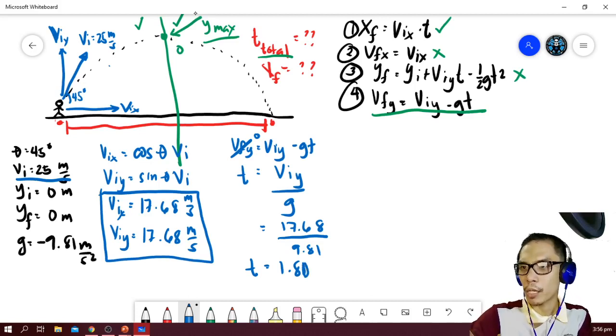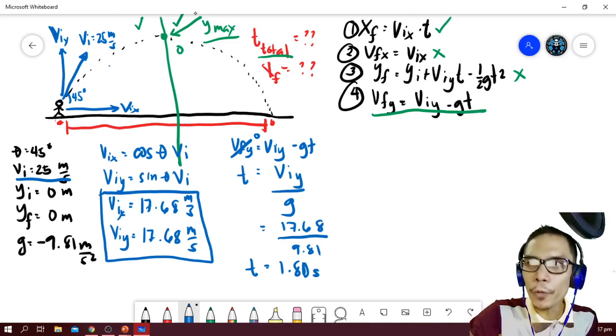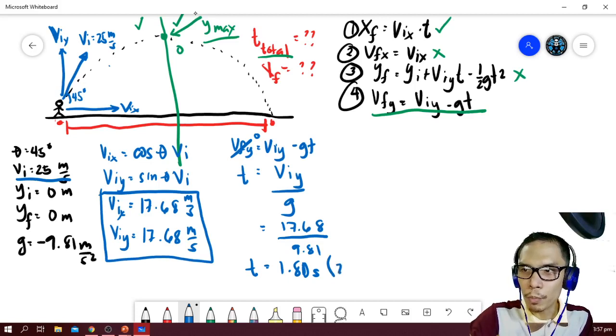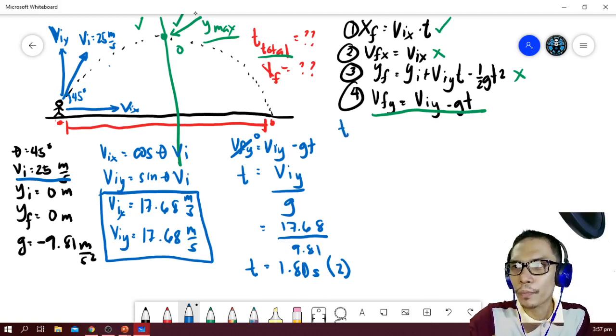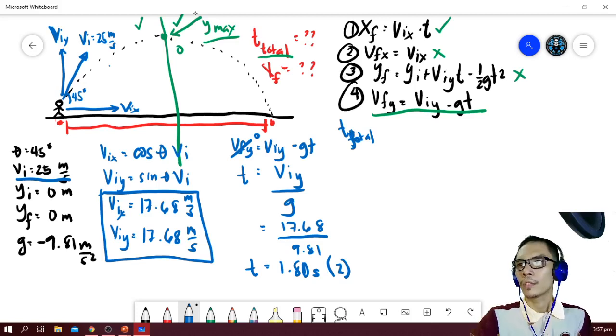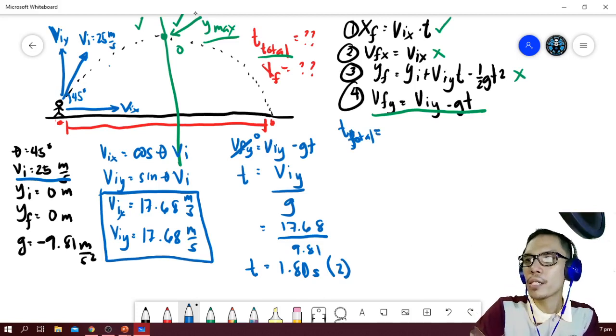Alright, rather 1.80. Okay, so the next number is not 5 and above. Okay, 1.80 seconds. Now, to compute for the total time, we need to multiply this by 2 because this is half of each other. So, we need to multiply it by 2. So, the total time is 1.80 times 2, that is 3.6.